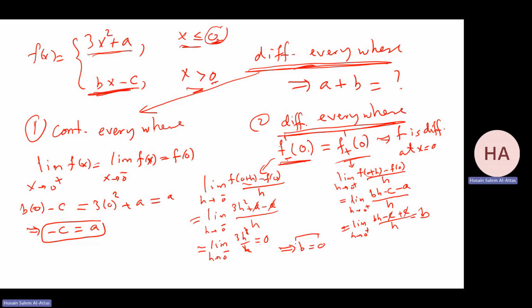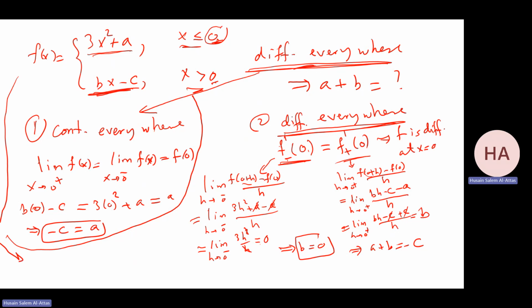So b equals 0, a equals minus c. So that implies a plus b equals minus c. This is one way to do it. The second way to do it is how to find the derivative from a piecewise function. How to find the derivative of this right away.